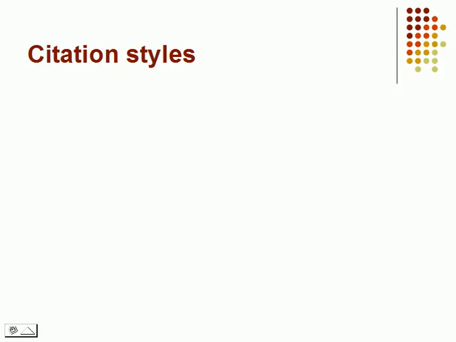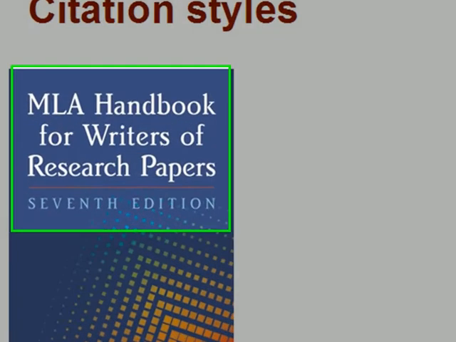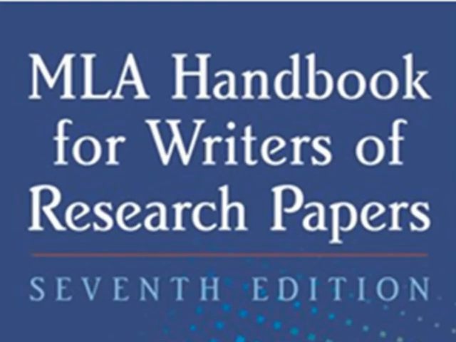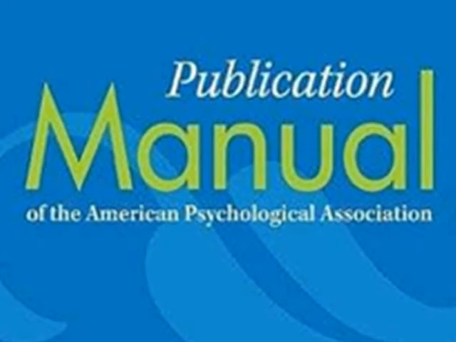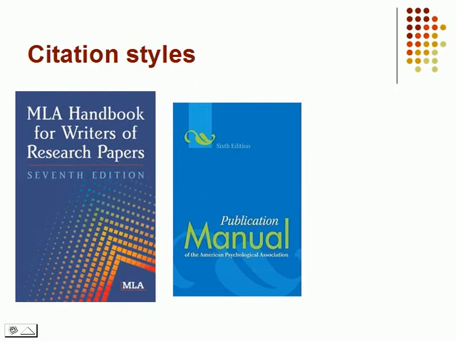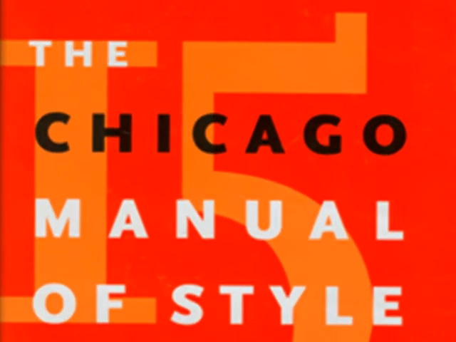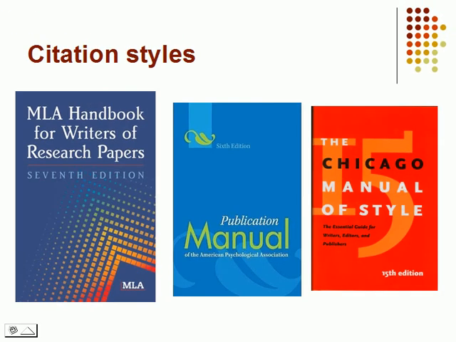There are 3 main citation styles that your teachers may ask you to use. Each of them has different rules for creating bibliographies. MLA style is often used in literature and other humanities subjects. APA style is used in psychology and other social science subjects. Chicago style is often used in history and other humanities subjects. If your teacher doesn't have a preference, choose whichever style you are most familiar with.